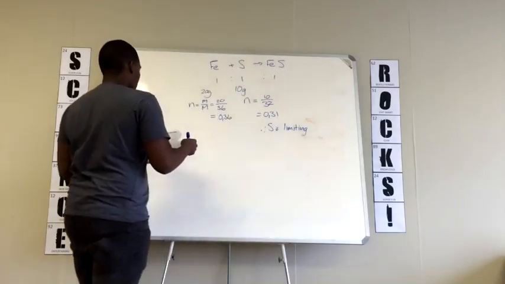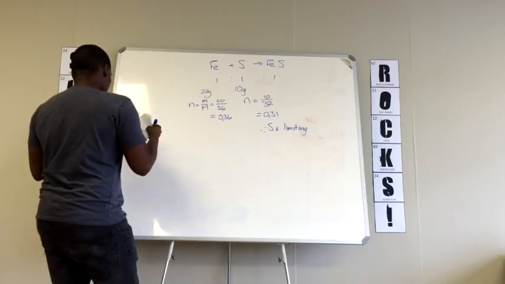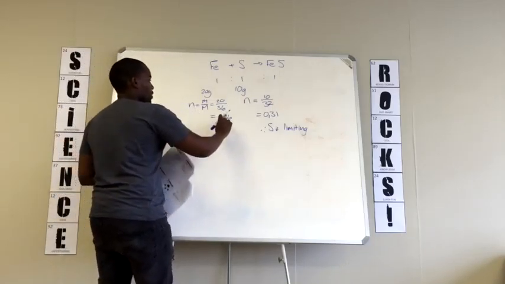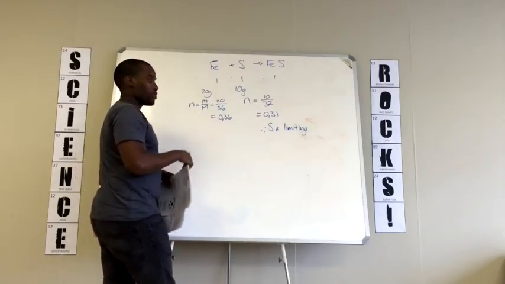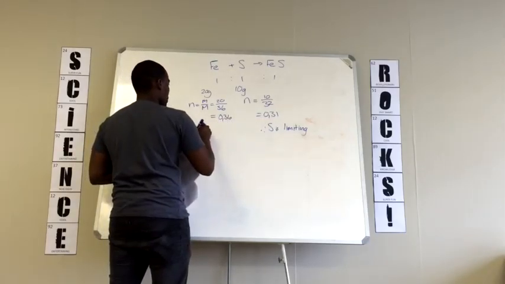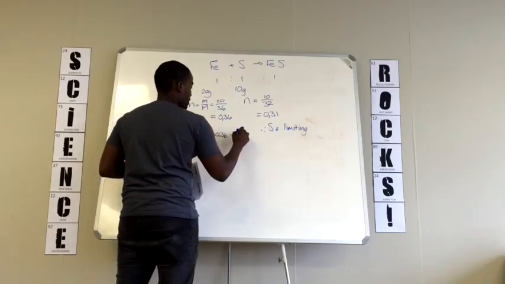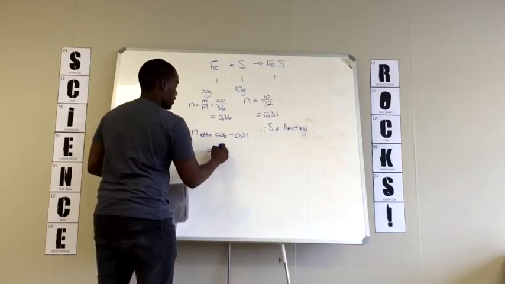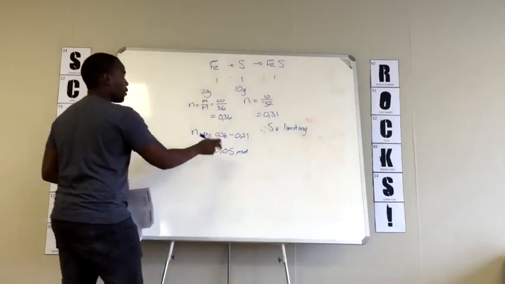Then the next question is B. How many grams of the other substance were in excess? So now, obviously our iron is in excess. We only reacted 0.31 moles of this. So the number of moles left would be 0.36 minus 0.31. Can you guys see at the back? And that would give us 0.05 moles. That's how many moles are in excess.